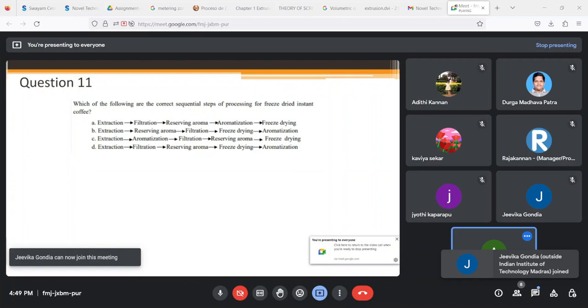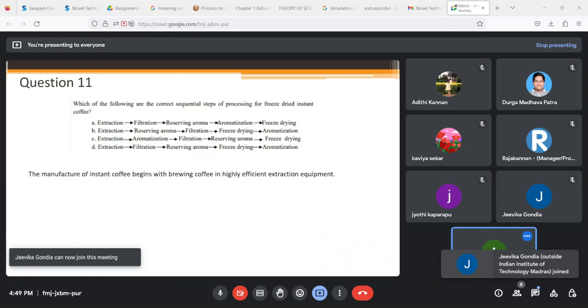Okay, so the first step in any case is that you have ground coffee beans, and you need to extract your coffee and your aroma from those ground beans. So the first step of any coffee manufacturing process is the extraction. And then what is your interest is the filtrate. So you need to filter all the extracted product, and hence filtration comes as the second step.